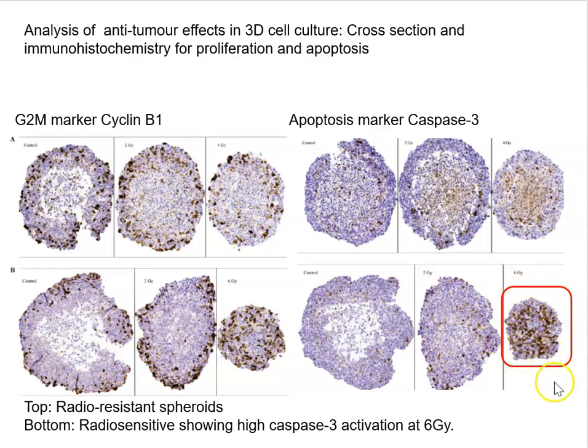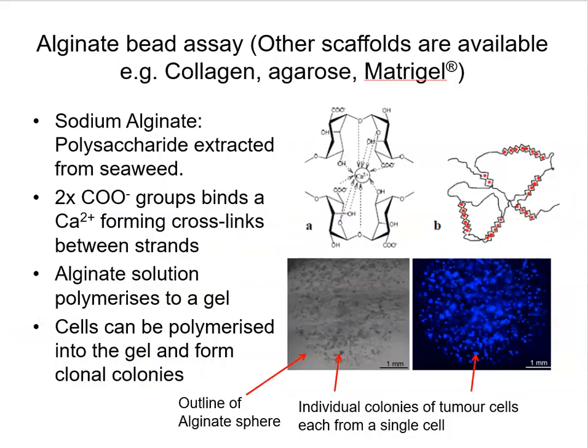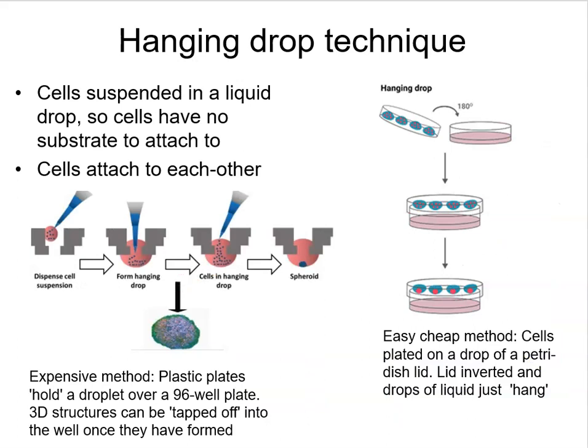So you can do analyses on 3D cell cultures much in the same way as you can do the same sort of analyses on cells grown in 2D cell culture. You just have to section them first. So the hanging drop and the low adherence plates that you've just seen are some of the most commonly used assays for 3D cell culture.